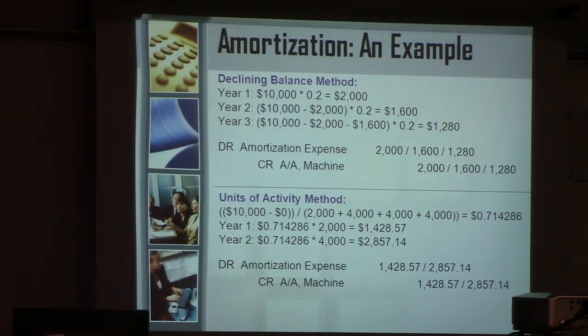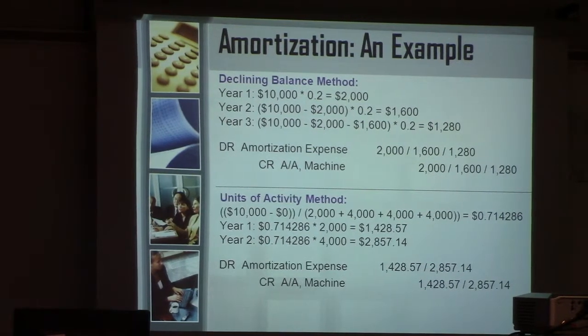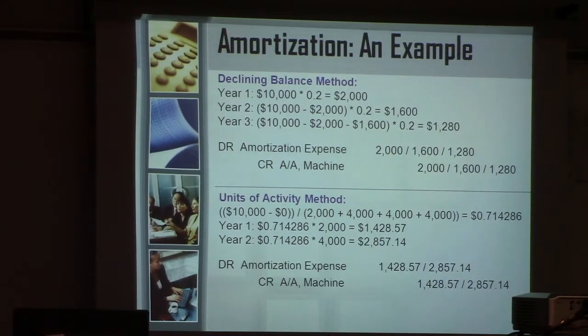Units of activity. Let's look at that formula. 10,000 minus 0 divided by 2,000 plus 4,000 plus 4,000 plus 4,000. This is all the units that the machine will produce in 4 years. You come up with 71 cents. You take that 71 cents times 2,000, you come up with $1,428. Year 2, take the same 71 cents, but now multiply by 4,000. You come up with $2,800. So amortization expense would be consistent with those amounts.